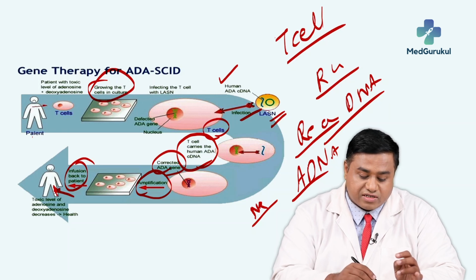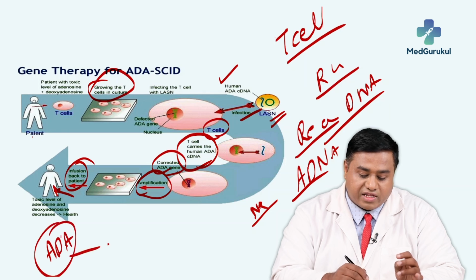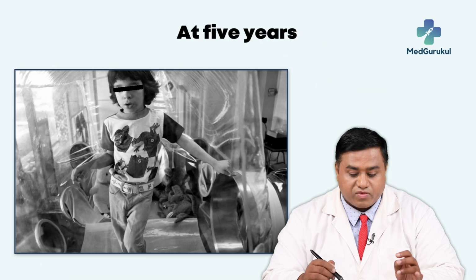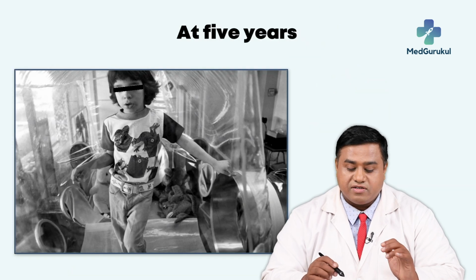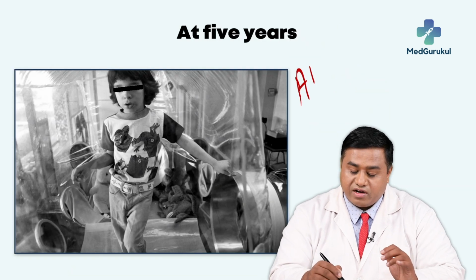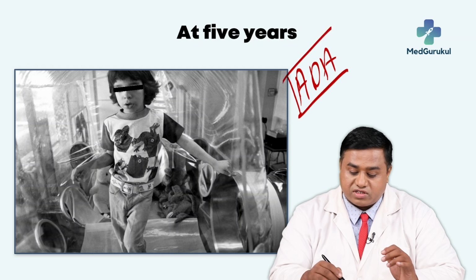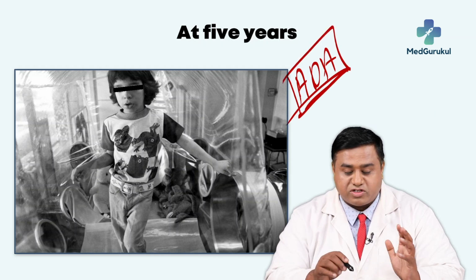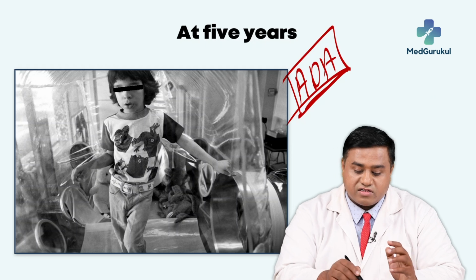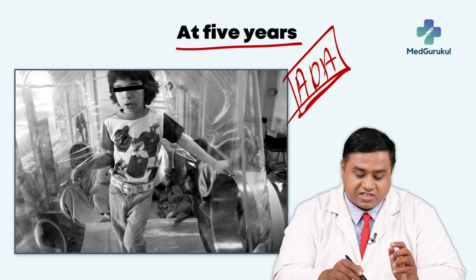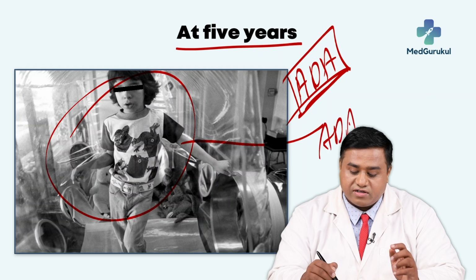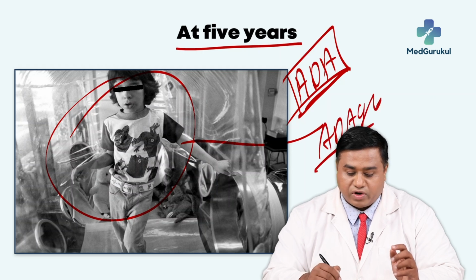Now the patient's body starts producing ADA, and all their immune dysfunction has been treated. So this is the first disease where gene therapy was successfully achieved. The baby which you saw earlier is now 5 years old and still living in the cell, waiting for ADA gene therapy to happen.